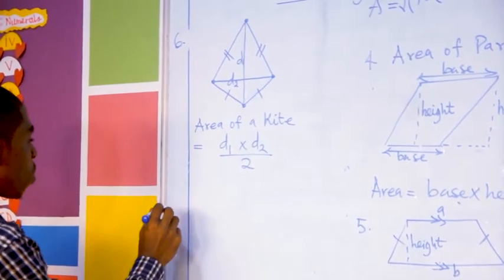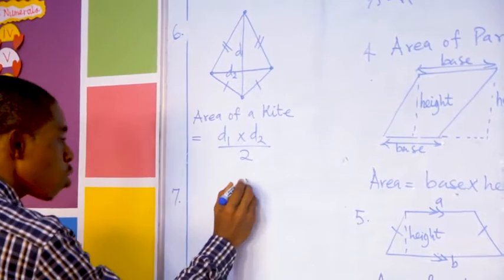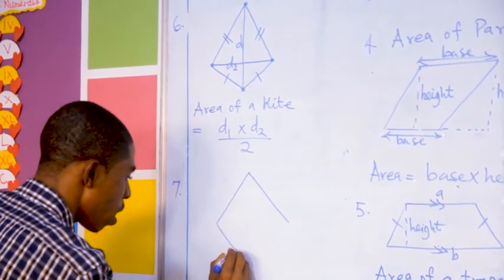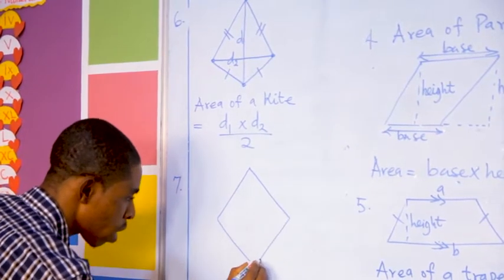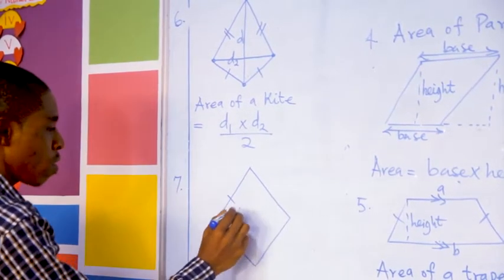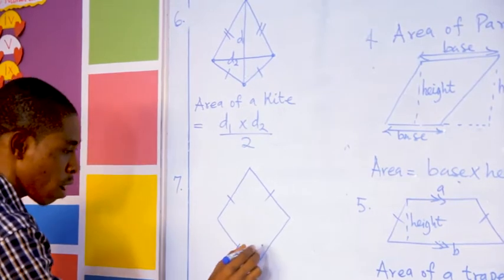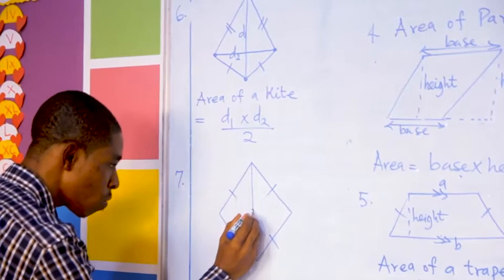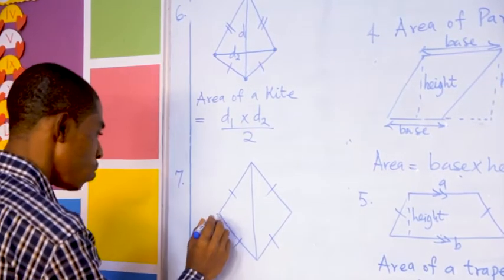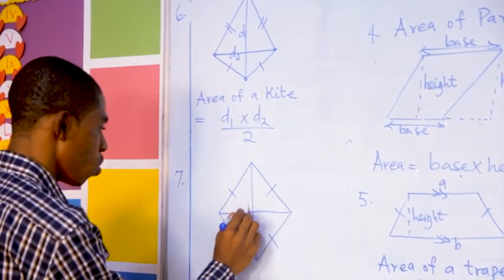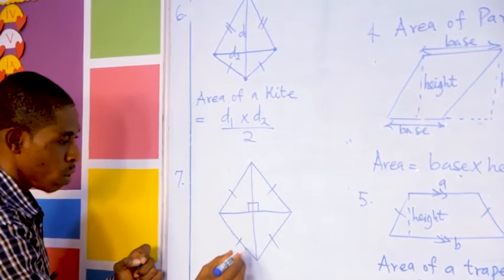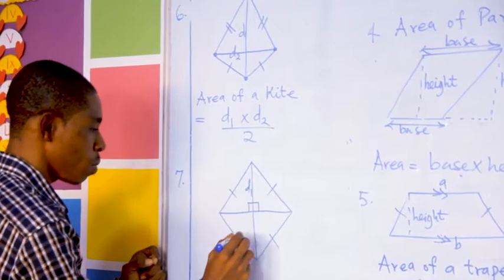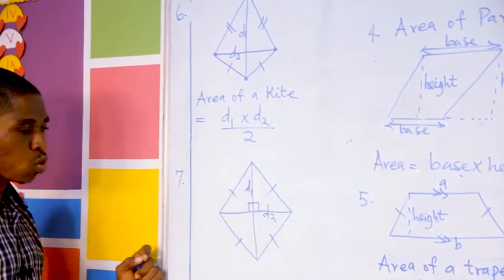And the same thing happens for the rhombus. The rhombus looks very much like a kite, but the difference is that the rhombus has its 4 sides equal, just like you have in a square. This side is equal to this side, just as this side is equal to this side. The diagonals are perpendicular bisectors of each other. So diagonal 1 is a perpendicular bisector of diagonal 2. You can call this D1 and you can also call this D2.